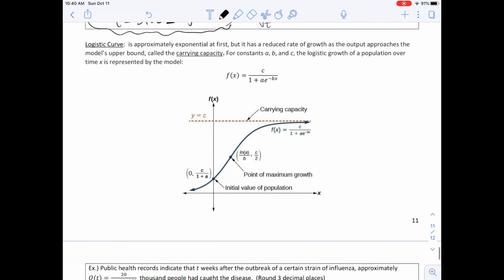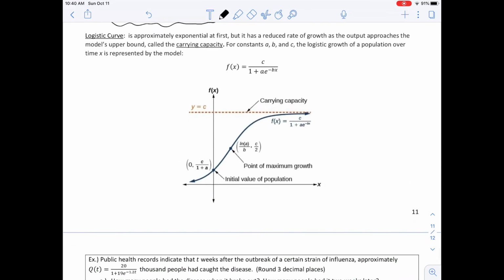Right below this, we have what's called a logistic curve. It's approximately exponential at first, but it has a reduced rate of growth as the output approaches the model's upper bound, called the carrying capacity. For constants A, B, and C, the logistic growth of a population over time, x, is represented by the model. The formula is written here and the graph of this is also given below.